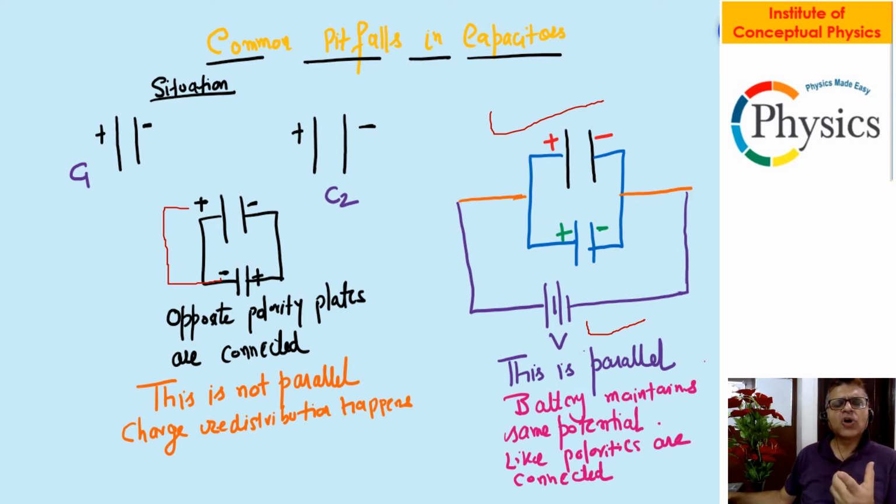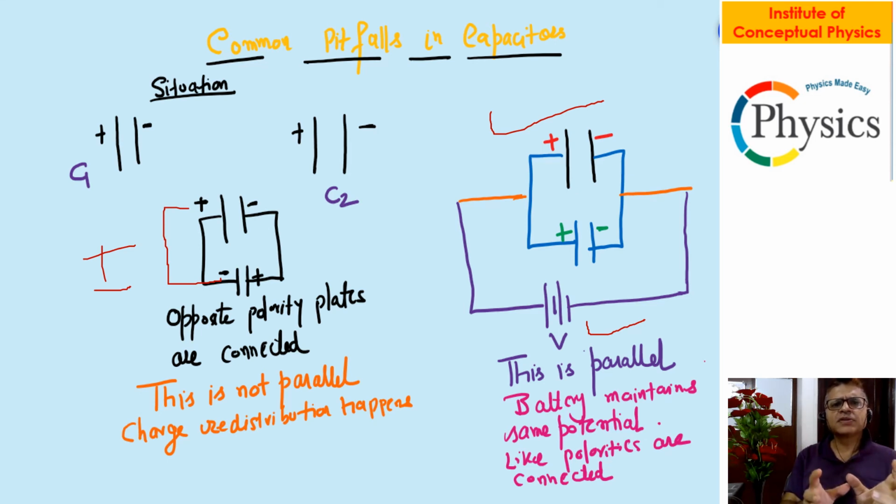But in the case of the situation number one, which is this, the capacitors are connected with opposite polarity. And in this case, the charge redistribution happens. And the charge redistribution happens to an extent that the potential of the plates becomes equal. At that point, the charge stops flowing between the two capacitors.